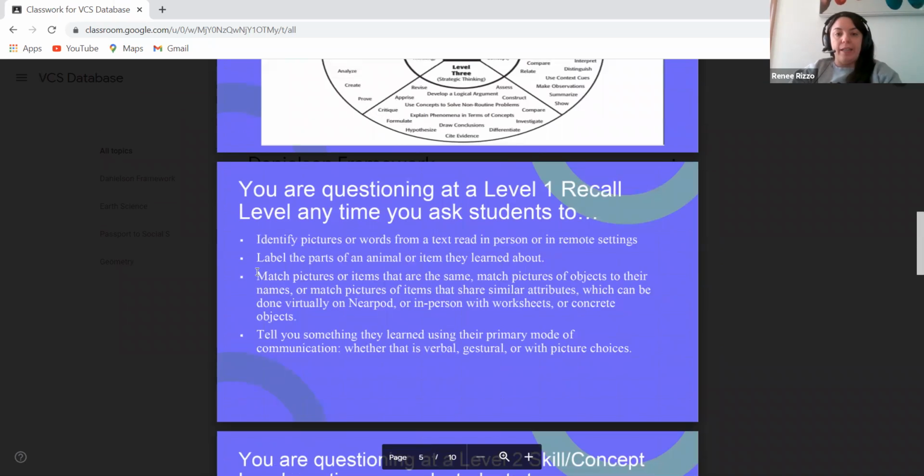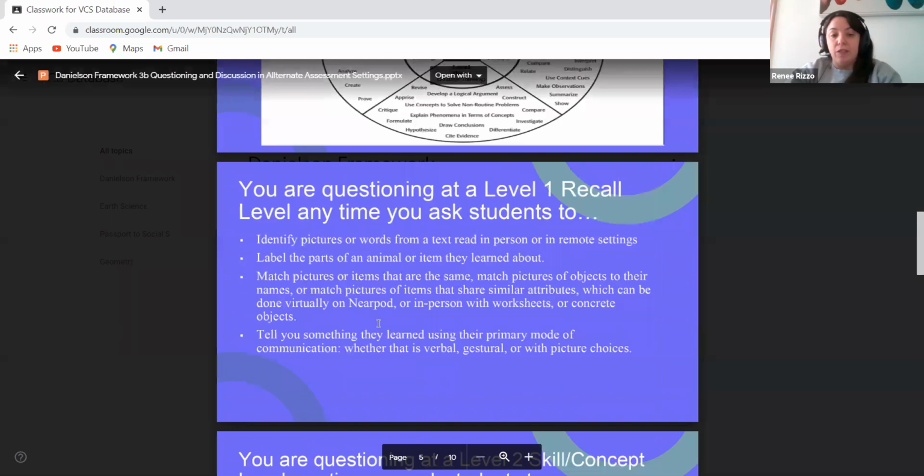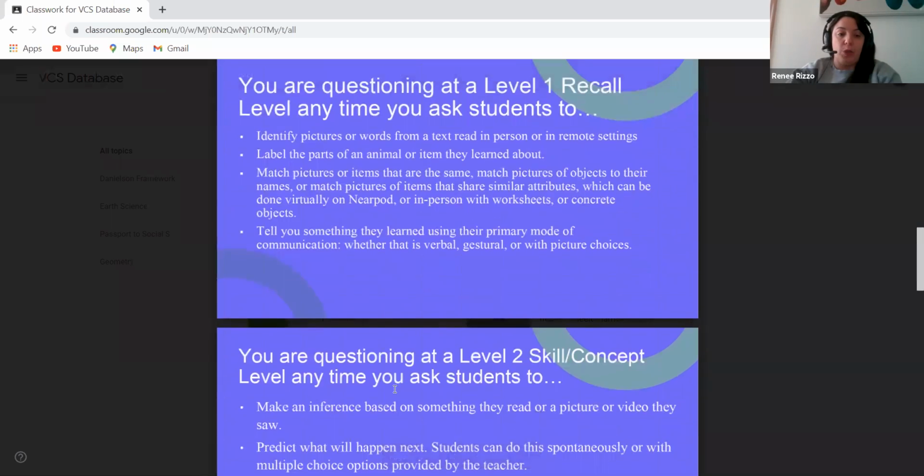You are questioning at a level one recall level anytime you ask students to identify pictures or words from a text read in person or in remote settings, label the parts of an example or item they learned about. Match pictures or items that are the same. Match pictures of objects to their names or match pictures of items that share similar attributes, which can be done virtually on Nearpod or in person with worksheets or concrete objects. Tell you something they learned using their primary mode of communication, whether that is verbal, gestural, or with picture choices.